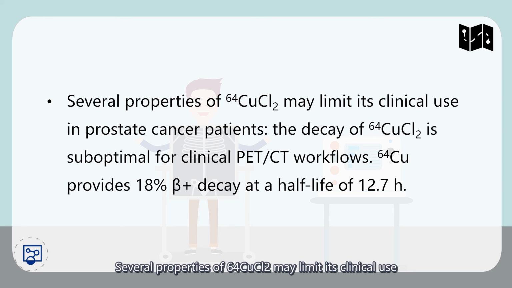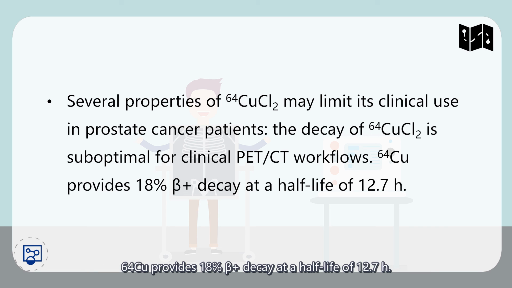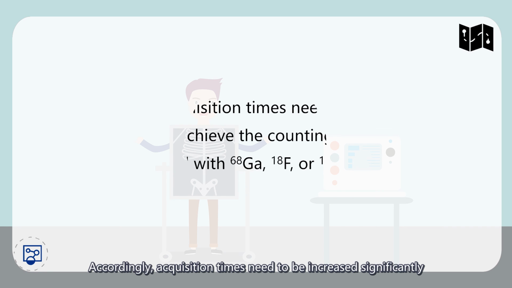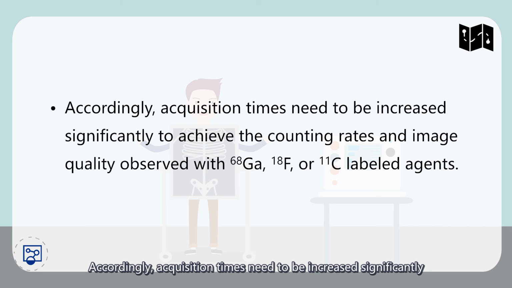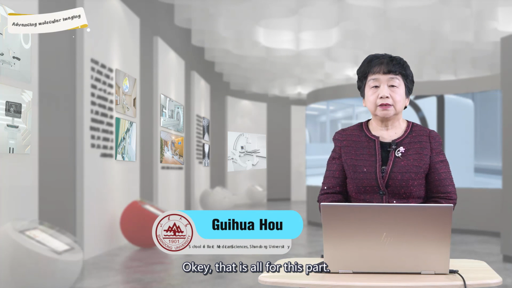Several properties of copper-64 labeled chemicals may limit their clinical use in prostate cancer patients. The decay of copper-64 is suboptimal for clinical PET-CT workflows. It provides 18% beta-positive decay with a half-life of 12.7 hours. Accordingly, acquisition time needs to be increased significantly to achieve the counting rate and imaging quality observed from Ga-68, F18, or carbon-11 labeled antigens. Okay, that's all for this part.